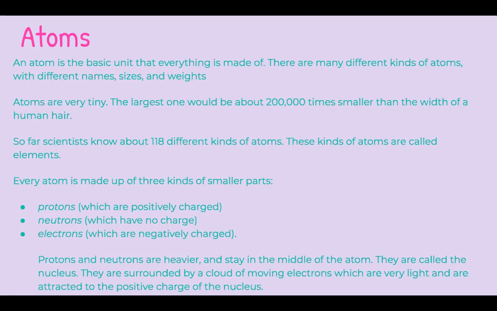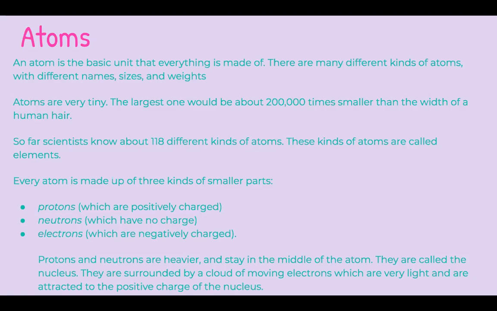Every atom is made up of 3 kinds of smaller parts: the protons, the neutrons, and the electrons. The protons are positive, so pos, protons. Neutrons are neutral, so they have no charge. Electrons are negative.